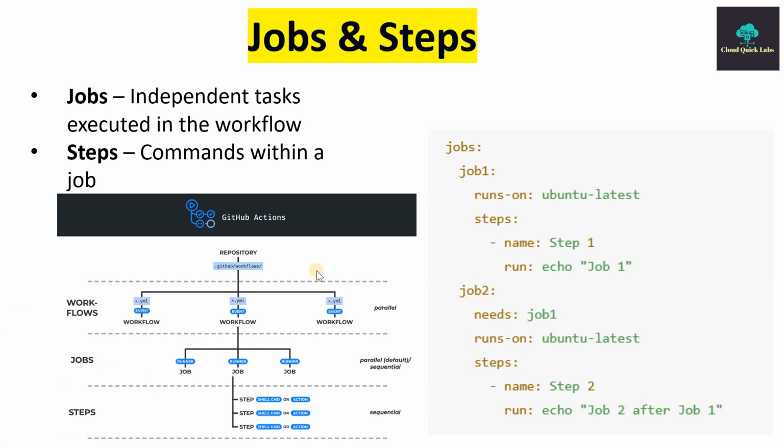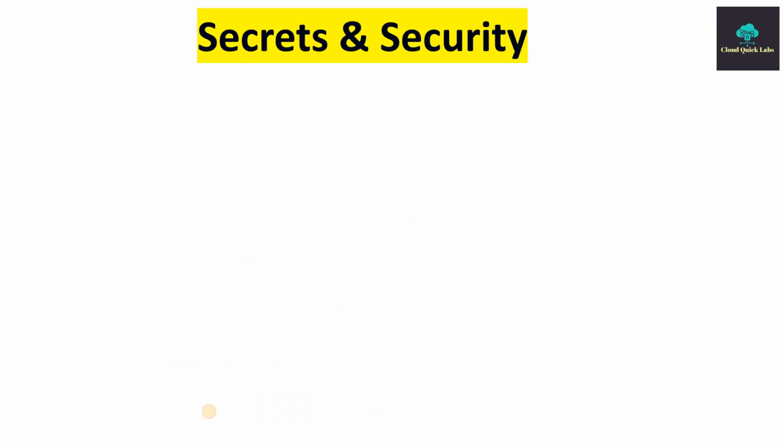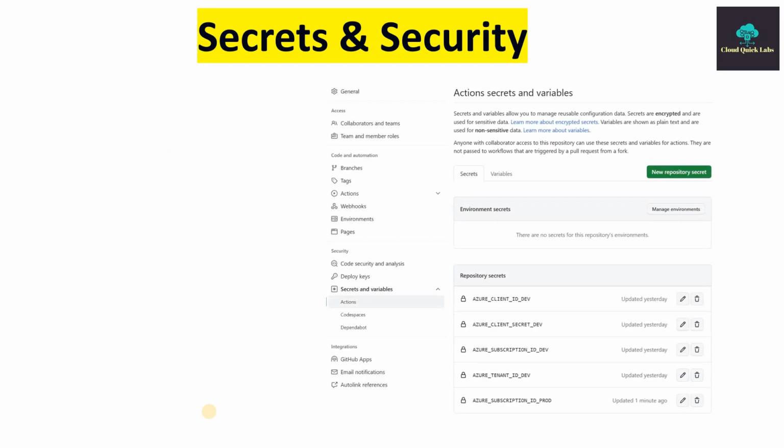And each workflow can have multiple jobs defined, as I explained on the right hand side. And then the jobs can also have further steps. Likewise it applies for another workflow file. Okay, so this is what I am trying to articulate here to help you understand what jobs and steps are in GitHub Actions. Let's go on to the next one, that is secrets and security.